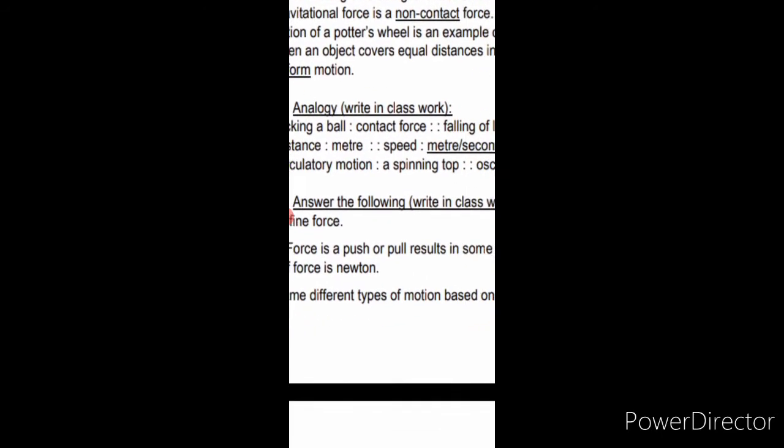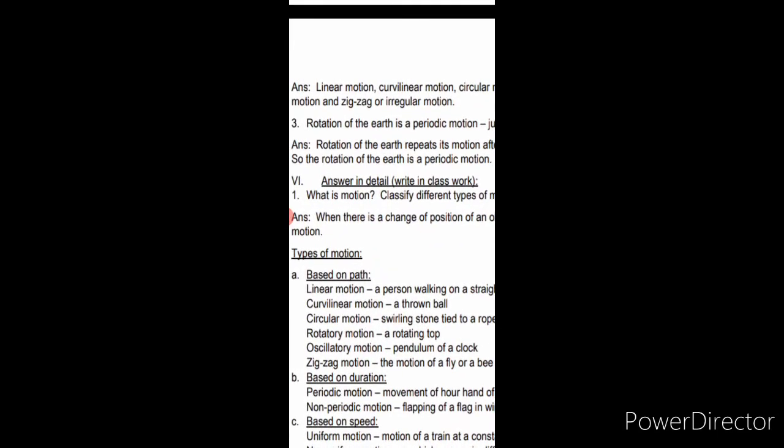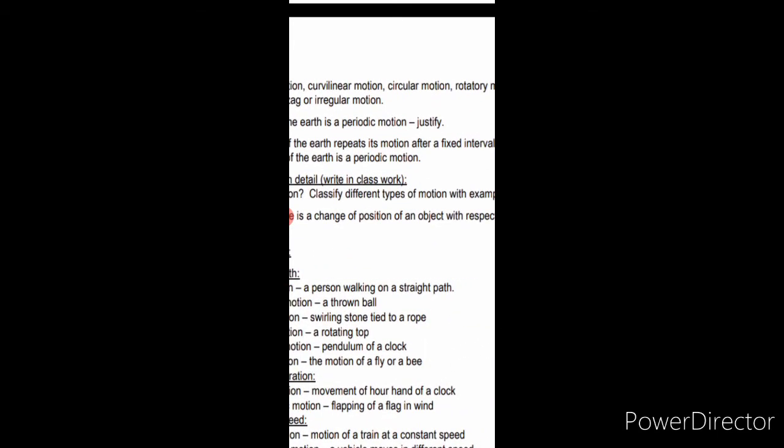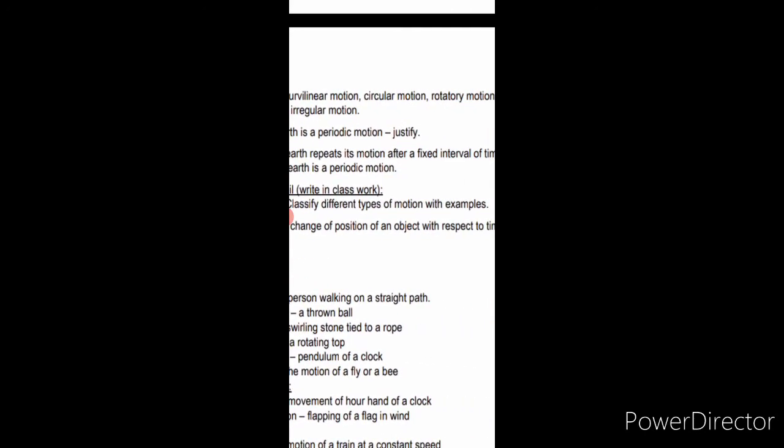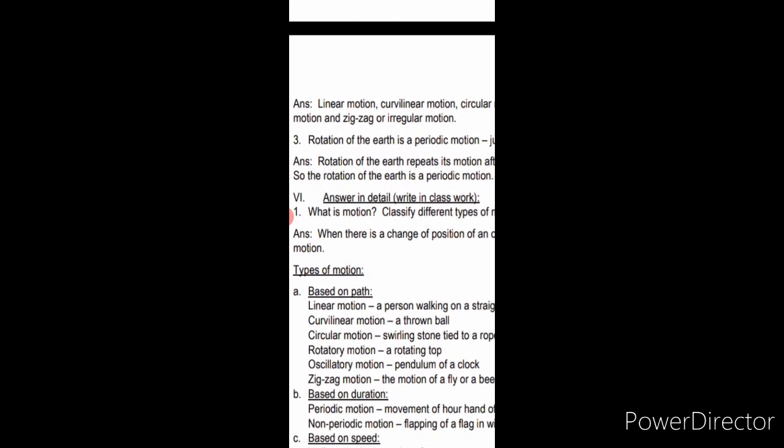Okay. Name the different types of motion based on path. Linear motion, curvilinear motion, circular motion, rotatory motion, oscillatory motion, zigzag motion or irregular motion. This you can number it. I have written in a straight manner. You can put one by one. What are the types of motion? They are linear motion, curvilinear motion, circular motion, rotatory motion, oscillatory motion and zigzag or irregular motion.